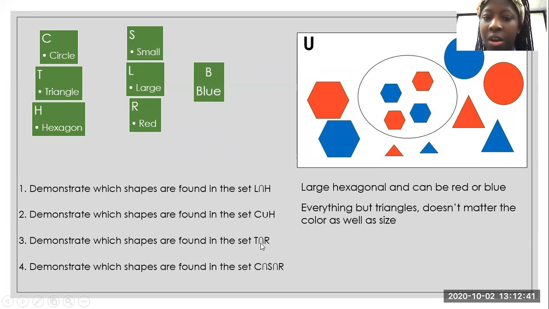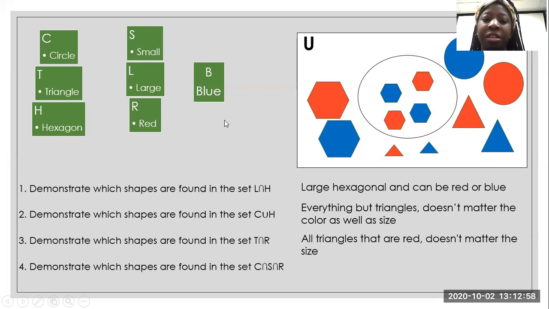Now we have T and R, which is triangle and red. So we're looking for red triangles. Now this problem doesn't say anything about size, so we'll look for red triangles, and it can be large or small.